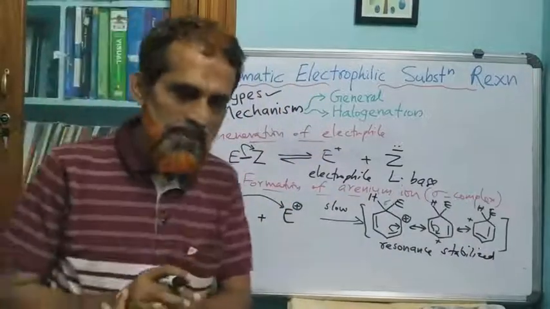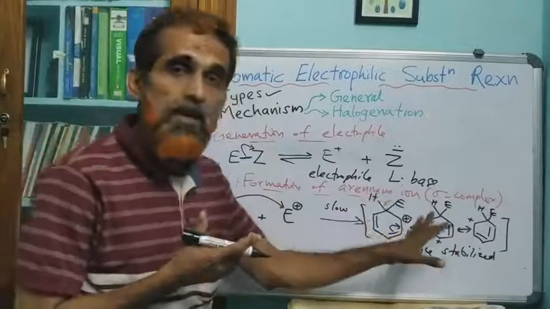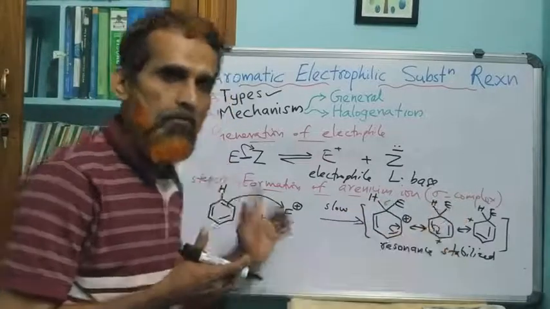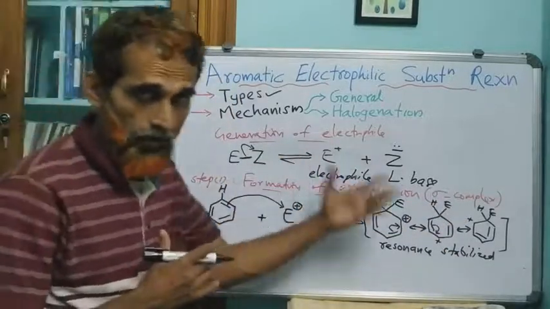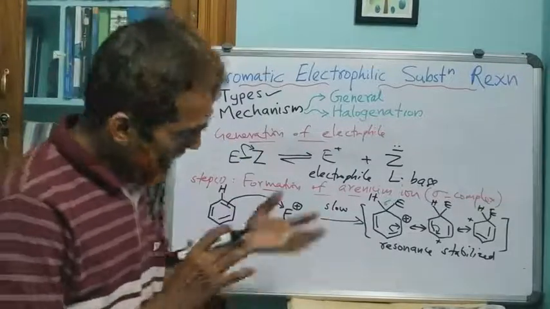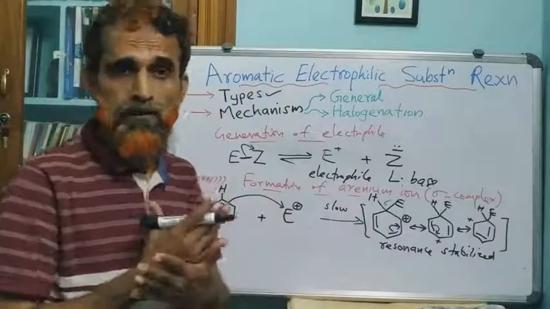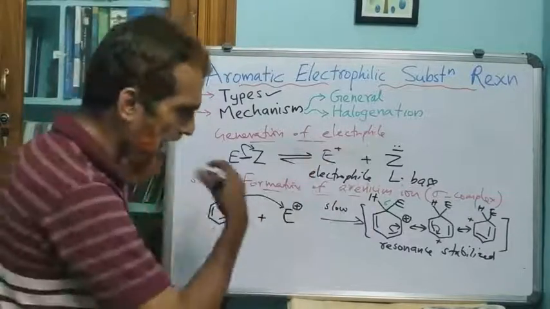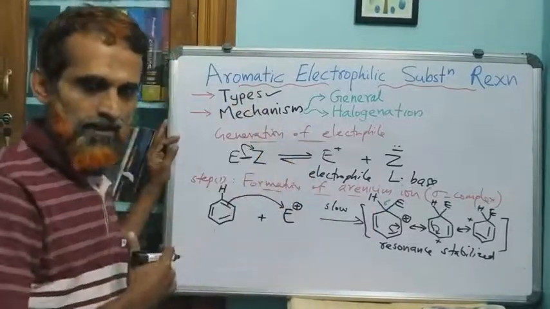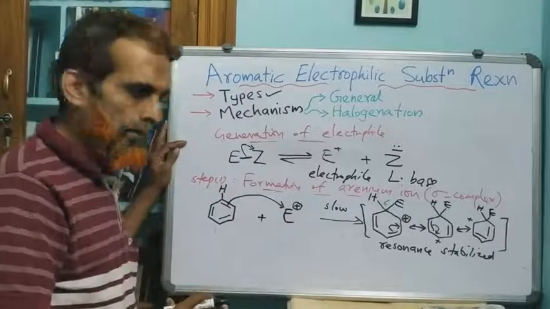In organic chemistry, there is a general rule that the stabler the intermediate, the faster the reaction. The stabler the product, the faster the reaction. If it is somewhat stabilized, there is every possibility for its formation. So this reaction does occur. This is the first step.